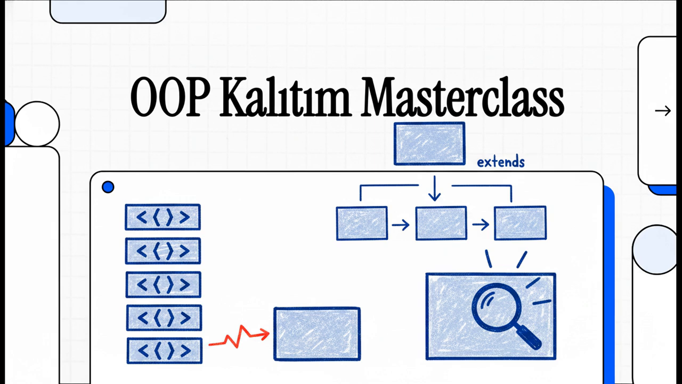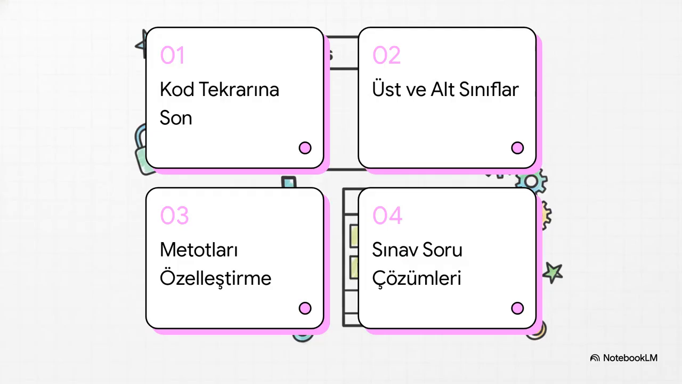Welcome to this explainer on one of object-oriented programming's absolute most powerful weapons. I'm your host, and today we are going to master the principle that will literally save you from ever rewriting code again: inheritance. Okay, here's the game plan for today's explainer.